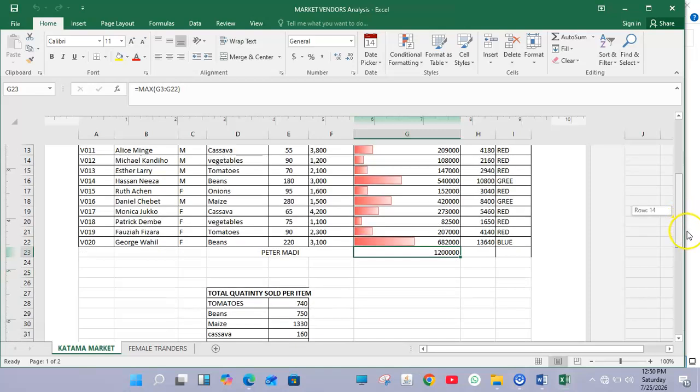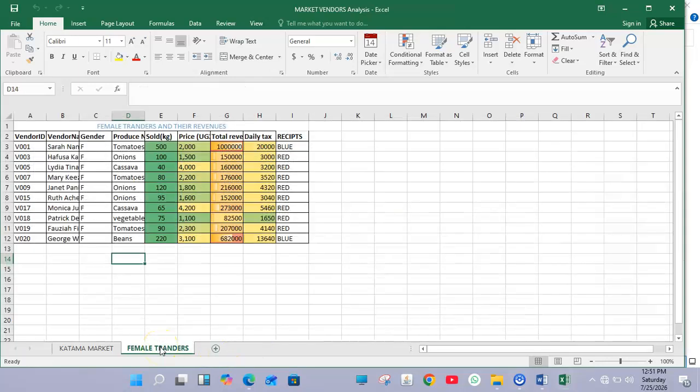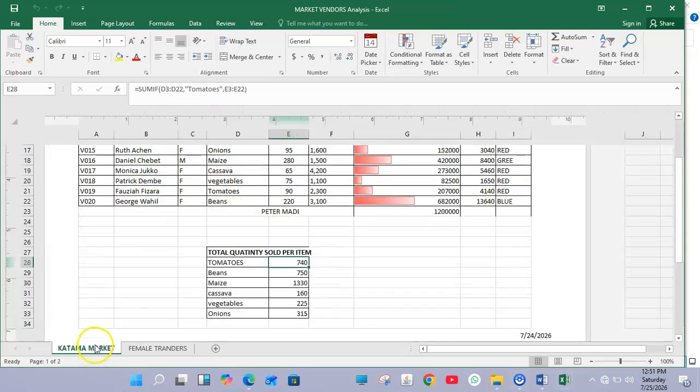Then you also have items sold, the quantity of items sold. I see beans, tomatoes, 740 kilograms, and so on. Then you also move ahead and you have female traders and their statistics: their total revenue, their taxes, their receipts. And that is it for item 2, the Excel part.